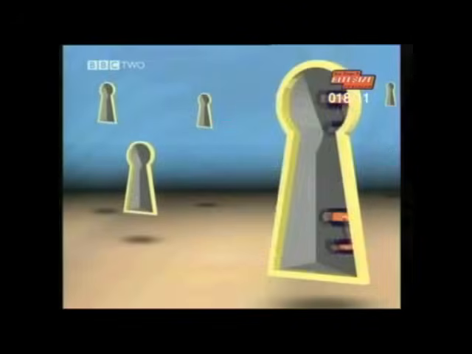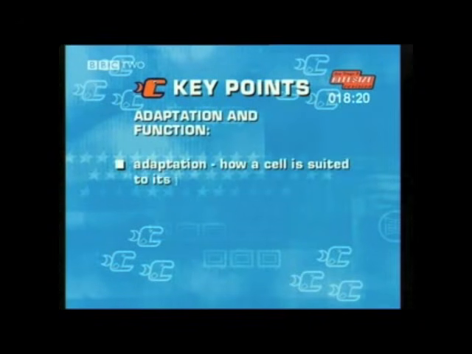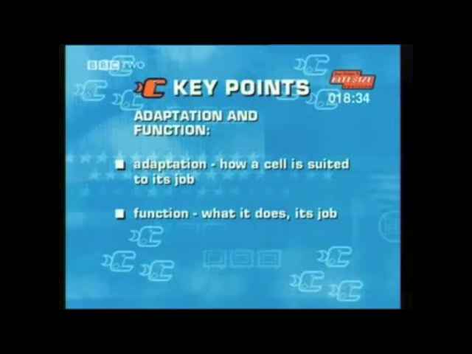It's really important to understand the differences between adaptation and function. A really common mistake when a test question asks about how a cell is adapted is to give an answer describing its function, what it does. So let's sort out what we mean by adaptation and function. Adaptation is how a cell is suited to its job. So with a sperm cell, this would be a long tail for movement and half the genetic information. Function is what a cell does, its job. So with a sperm cell, its job is to fertilise an egg.